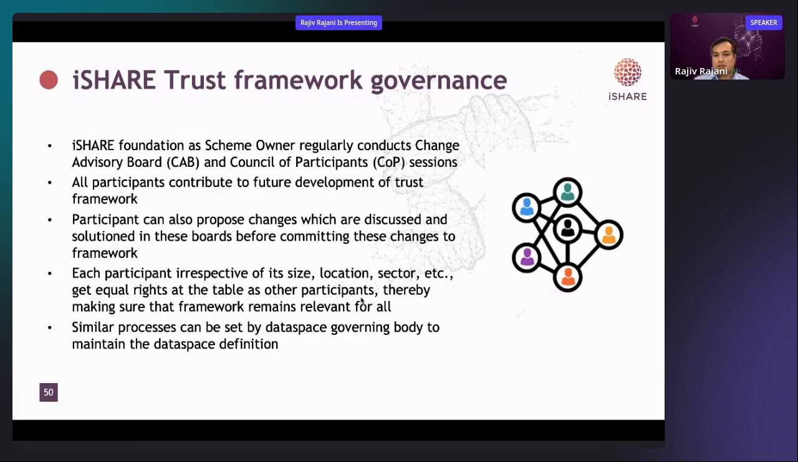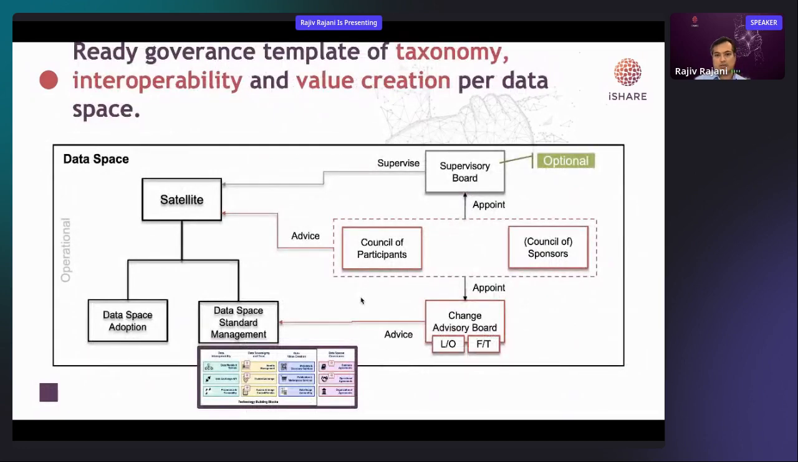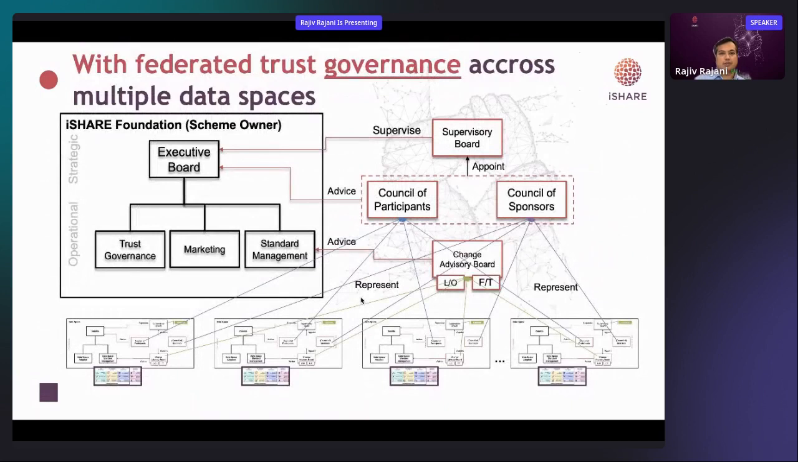And of course, similar processes for governance can take place for each data space. So in your data space, you can also follow a similar structure or similar processes to maintain the standard of the data space. But this is how the current governance of iShare looks, and this is how we keep on updating our framework to remain relevant to all our participants, basically.